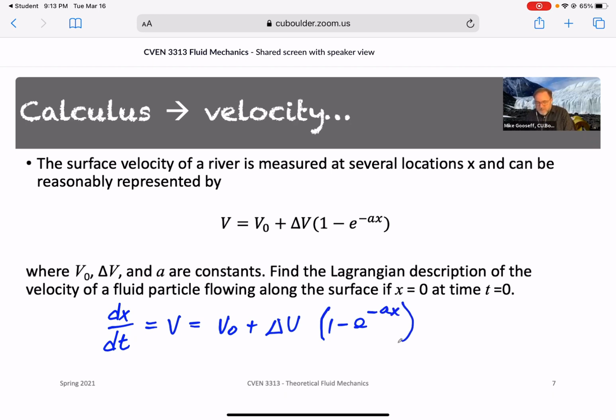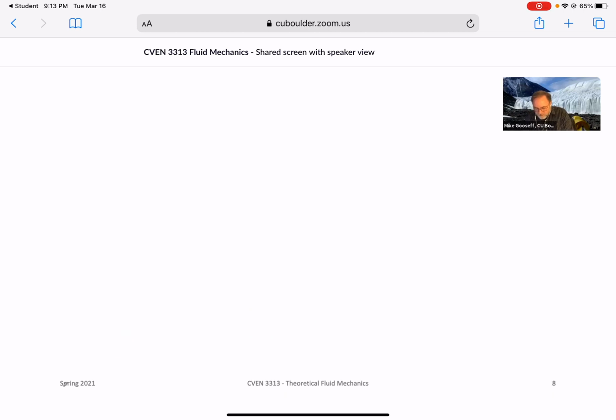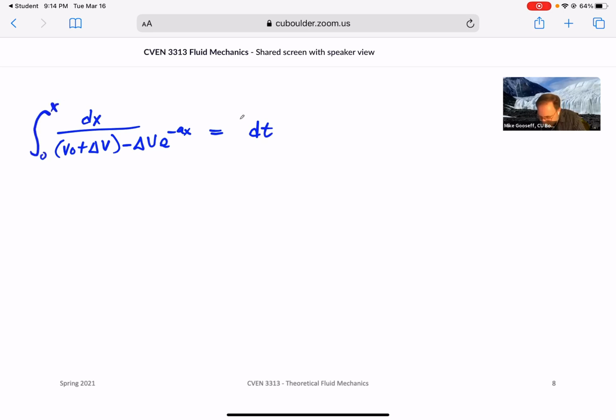Eventually, what we're going to do on the next slide then is integrate both sides. We're going to move dt over, so dx dt will separate here and then integrate. So let's take a look at that. If we rewrite this, we can say that we have dx over v naught plus delta v minus delta v e to the minus ax. So I've expanded that out. And then this is equal to dt, and we can integrate both sides here from 0 to some x value, and over here on the right hand side from 0 to some t value, right?